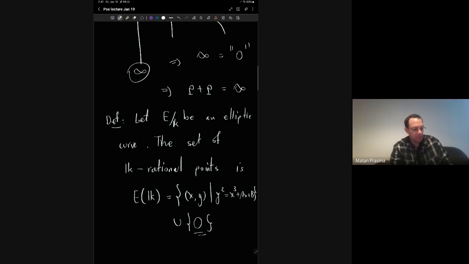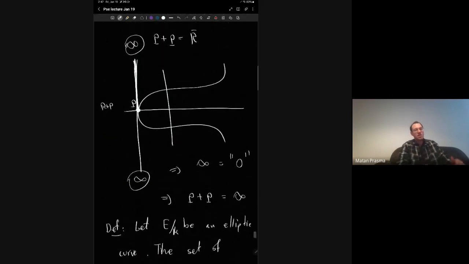Now you see the importance of the fact that we have a smooth curve, because in this geometric definition, I would need to have a tangent line at every point. If I want to add the point to itself according to this geometric construction, I must take the tangent line to this point, and then it would pass through another point. I would take the reflection, and this would be Q plus Q.